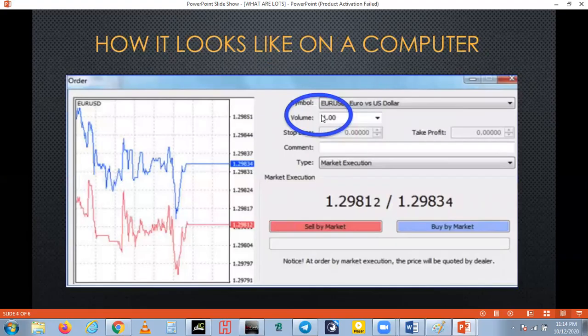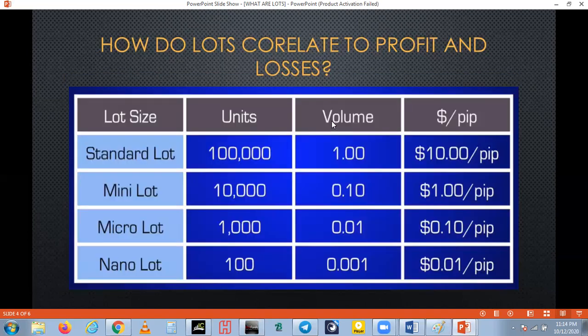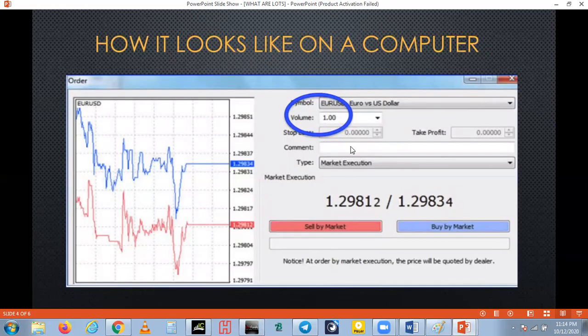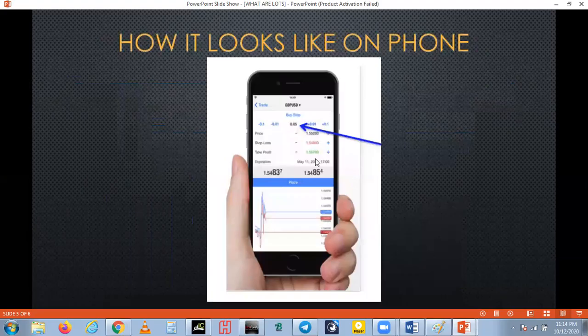So this is how it looks on your computer, on your MT4 PC. This is what you will see, as this is a standard lot, 1.00. Remember, look at that here, 1.00. So that's a standard lot. This is what it looks like on your PC. On your phone, see, this is what it looks like. Similar to Android, but this is iPhone. So that's 0.85. So this is 8 mini lots. Sorry.